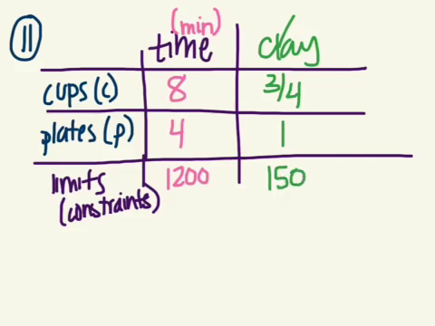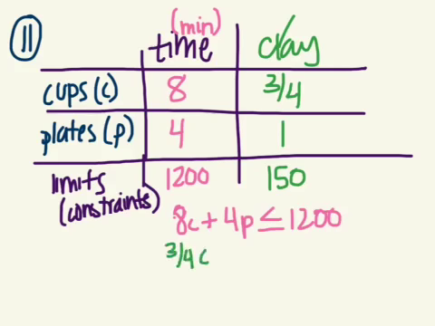So the equations that you're going to write from that: 8 minutes for every cup, plus 4 minutes for every plate. If you take both of the times that she has to make for both of those and you add them together, they cannot exceed 1,200, because that's how much time she has in the day to do that. Do the same thing for how much clay, 3/4 of a pound of clay plus 1 pound for the plates, and she only has 150 pounds that she can use.